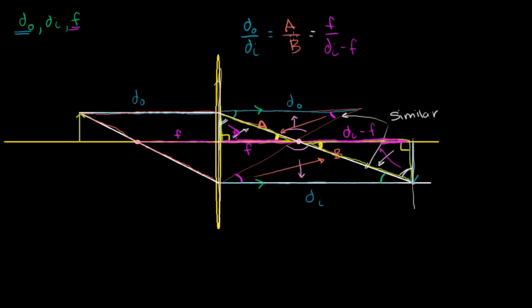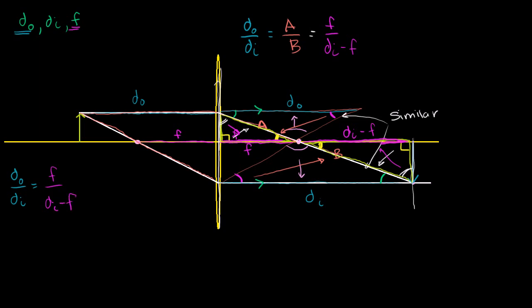And now we just have to do a little bit of algebra. If this is equal to this and this is equal to that, then this blue thing has to be equal to this magenta thing. So let's do that. So we got d naught, or d0, I guess we call it, to di is equal to the ratio of the focal length to the image distance minus the focal length.